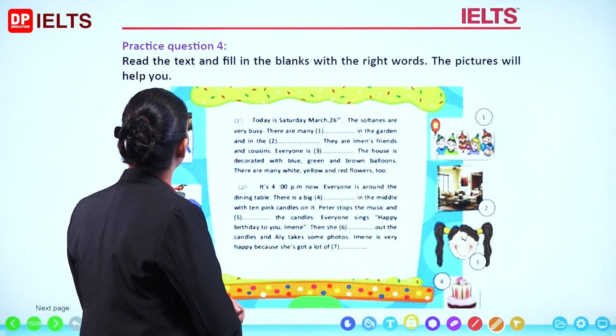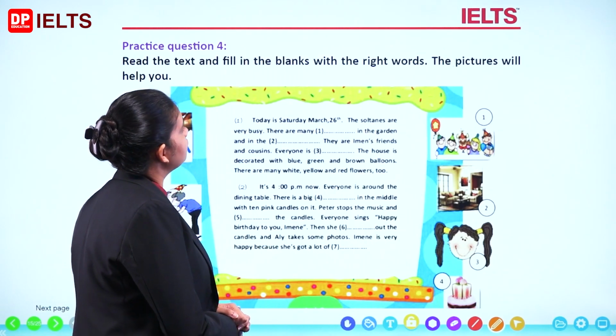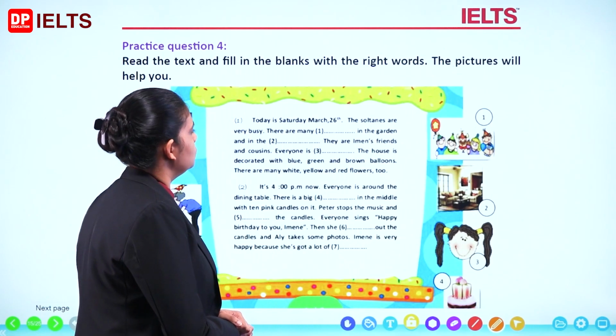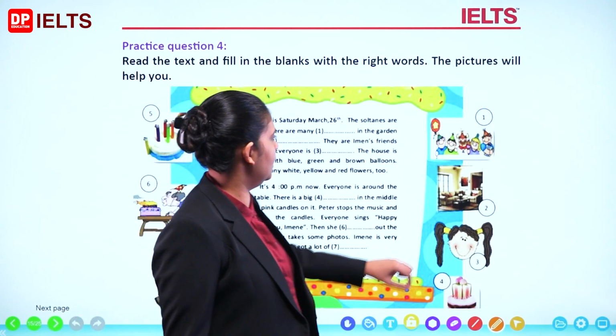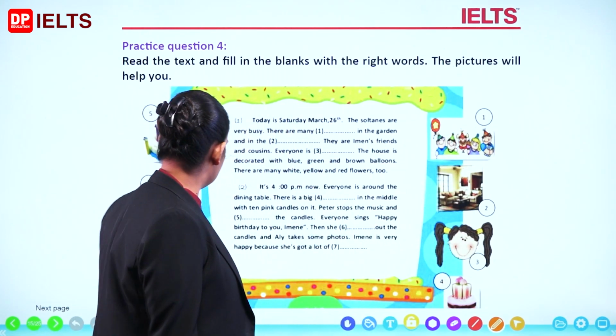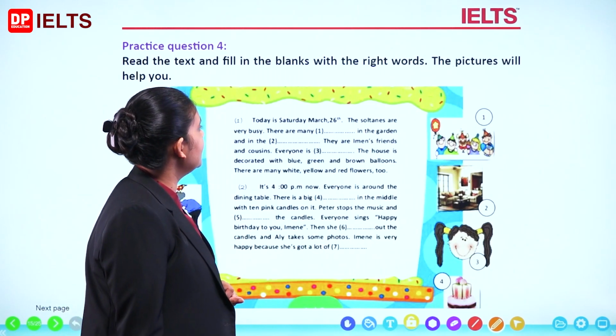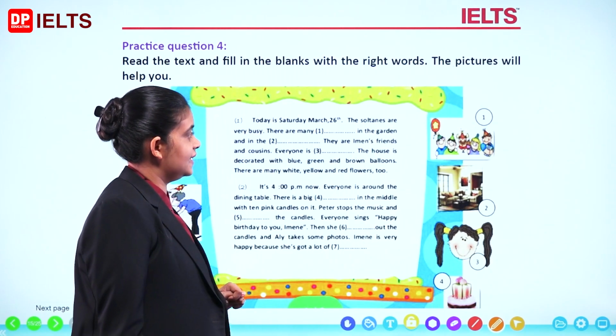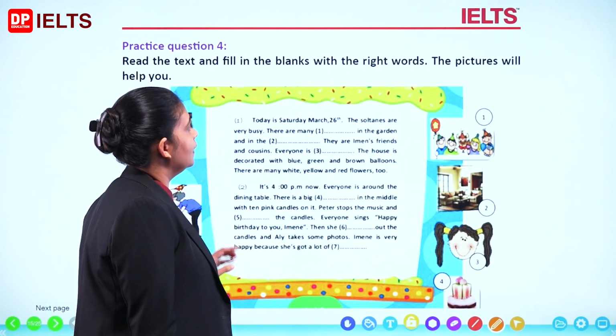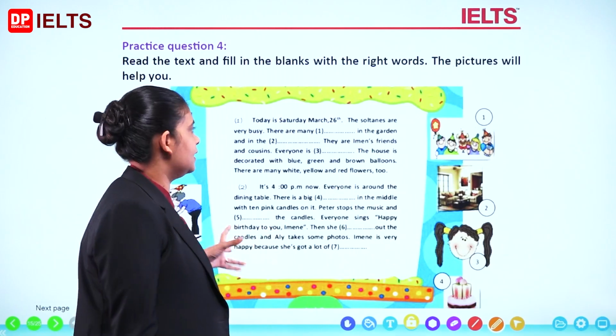Practice question 4. Read the text and fill in the blanks with the right words. The pictures will help you. ඒ කියන්නේ හිස්තැනට අදාළ වචනේ අපි තෝරගන්නේ මේ පින්තූරවල වලින. Right? Today is Saturday, March 26th. Right? ඉතින් අද තමයි March 26th, Saturday එකක්.